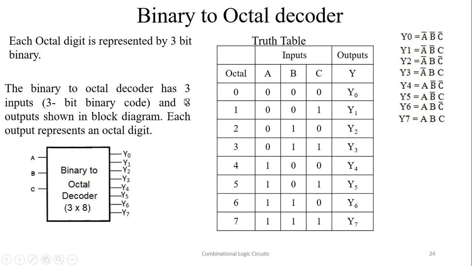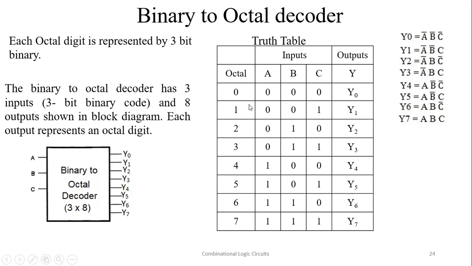Each output line will represent an octal digit, as shown in the block diagram. So we have 3 inputs and 8 output lines. This line represents octal digit 0, this output line represents octal digit 1, this output line represents octal digit 2, this line represents octal digit 3, and so on. This is the truth table. This is the 3-bit binary pattern of octal 0, and if this is present at the input, Y0 will be high and the remaining outputs will be 0. The Boolean expression for Y0 is A bar, B bar, C bar.